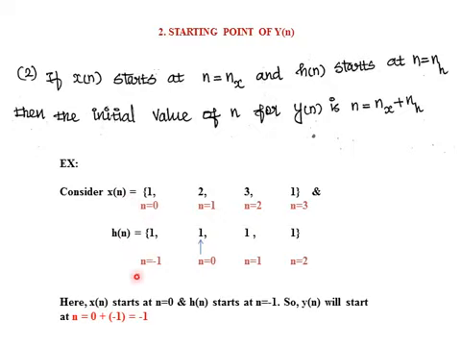Now in this case, our y of n will start at n is equal to, we have to sum up the starting points of these two sequences. So it is 0 plus minus 1, which is equal to minus 1. From this it is clear that our y of n will start at n is equal to minus 1. This is how we have to find the starting point of y of n.